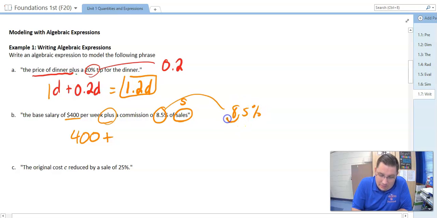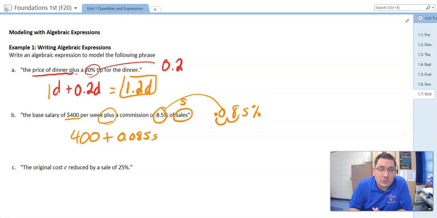Remember, you're going to move that decimal how many times? Twice, right? And so I need to put a 0 here. And so this is going to be 0.085 times S. Now, is there anything else I can do with this? Are there like terms that I can combine to make this a simpler expression? Not in this case. One has an S and one doesn't have an S.